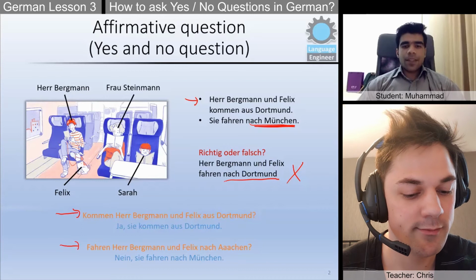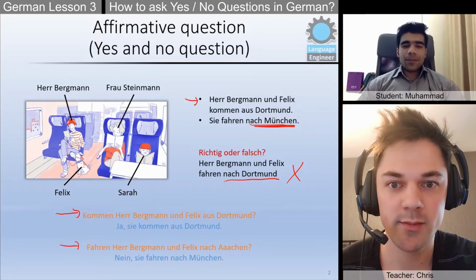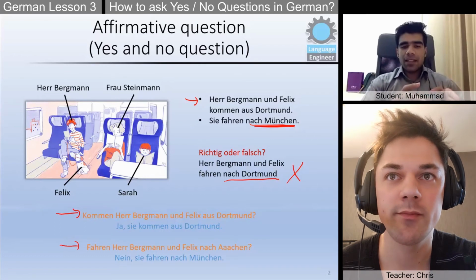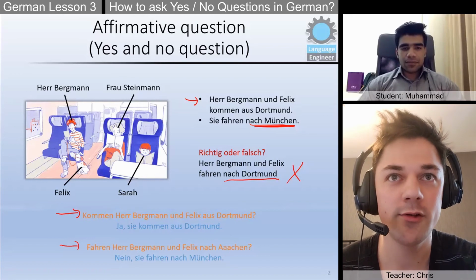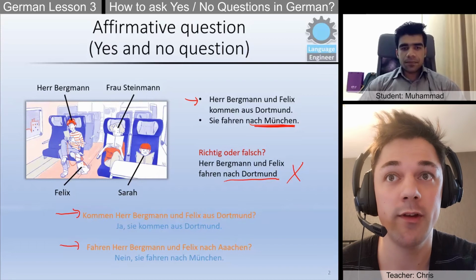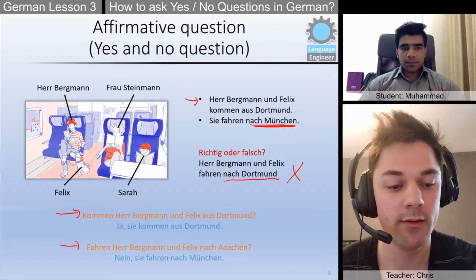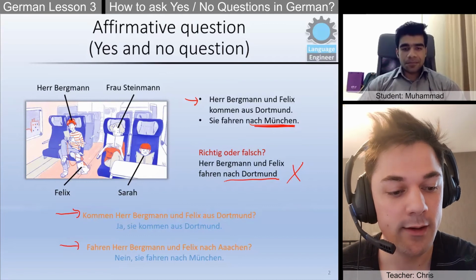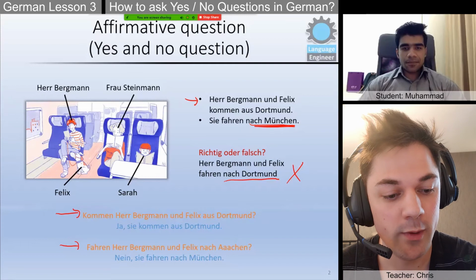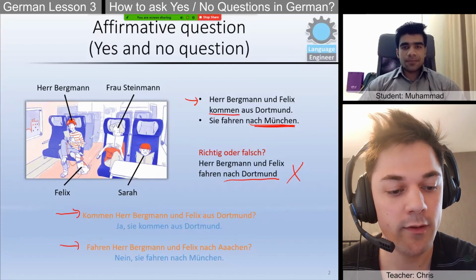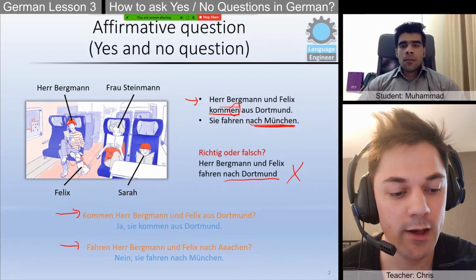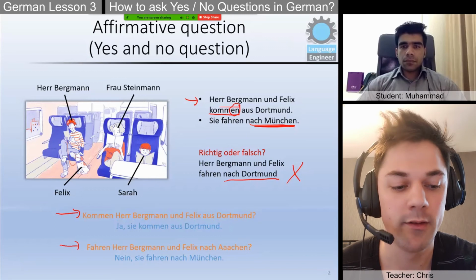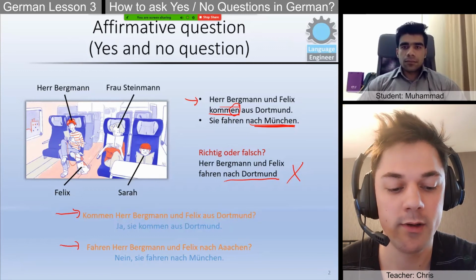Any questions? Yes, I have a question. In German, it's different. We put the verb in the beginning and then followed by the rest of the sentence. Is it right? Yes, it's correct. If you want to make a question, an affirmative question, which you just answer with yes or no, you put the verb at the beginning. As you can see in the normal statement, we have kommen, so you take the same conjugation, kommen with en. Last time we learned how to conjugate verbs, and you put this verb at the beginning of the sentence. This way, you can create the question.